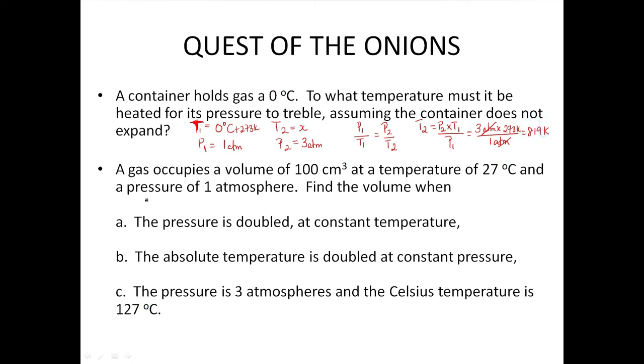Good. A gas occupies a volume of 100 centimeters cubed at a temperature of 27 degrees Celsius and a pressure of 1 atmosphere. Find the volume when the pressure is doubled at constant temperature. Find the volume when the absolute temperature is doubled at constant pressure, and the pressure at 3 atmospheres and the Celsius temperature is 127. So I'm going to do us a favor. I'm going to create a page. We'll work this out.